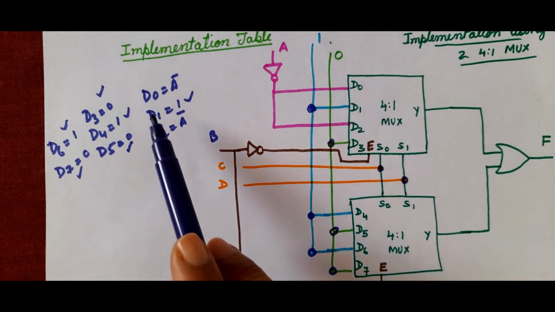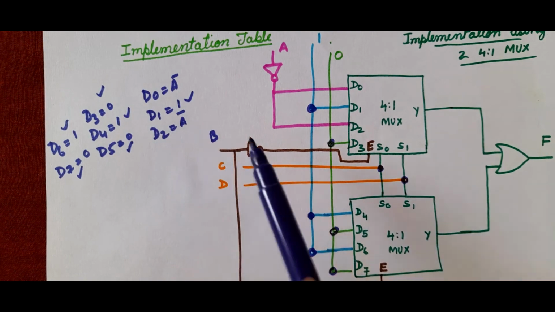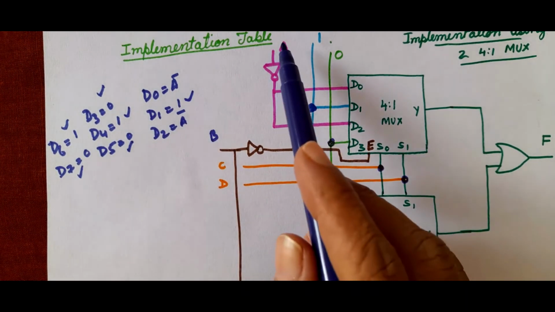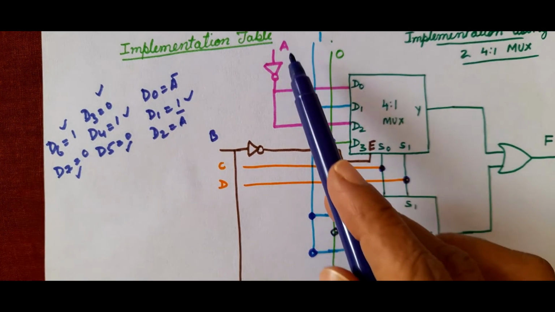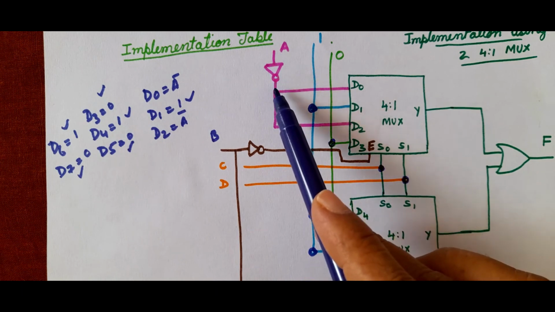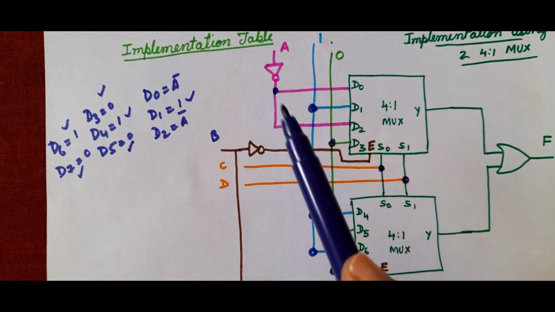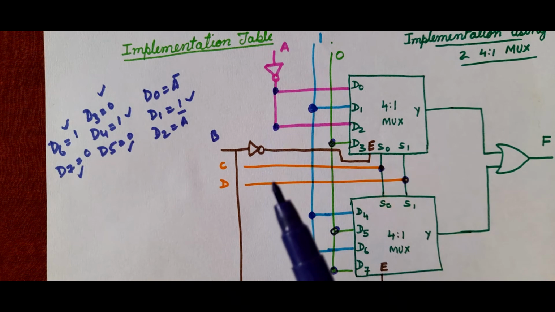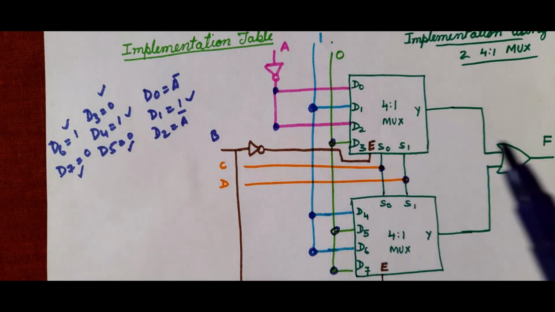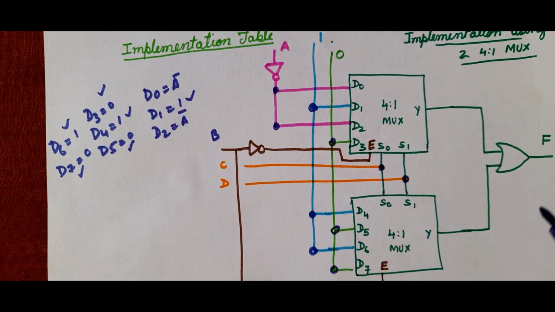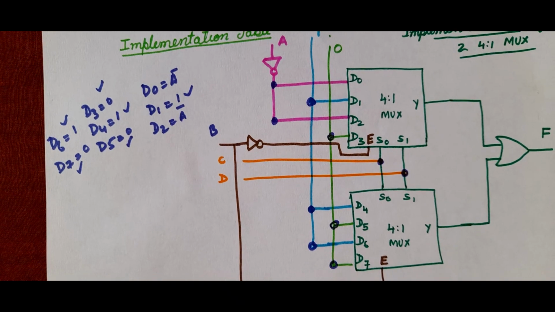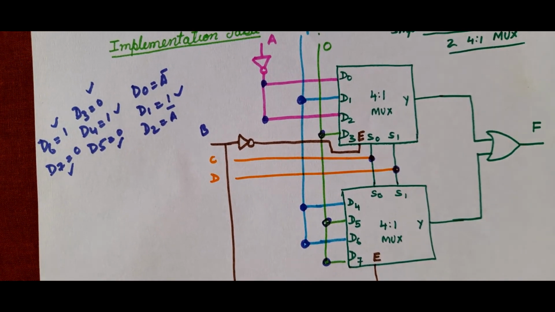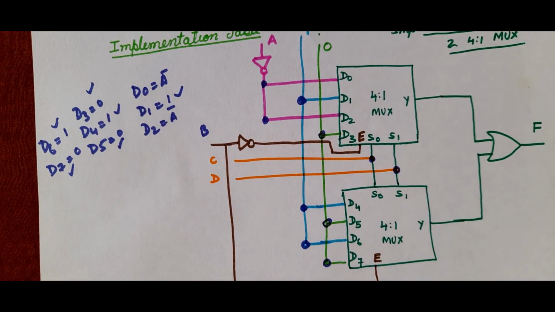Now, D0 and D2 are connected to A bar. So, I have taken the input A bar, and D0 and D2, these two are connected to A bar. So, this is how we implement the multiplexer using 4:1 mux for the given Boolean function.